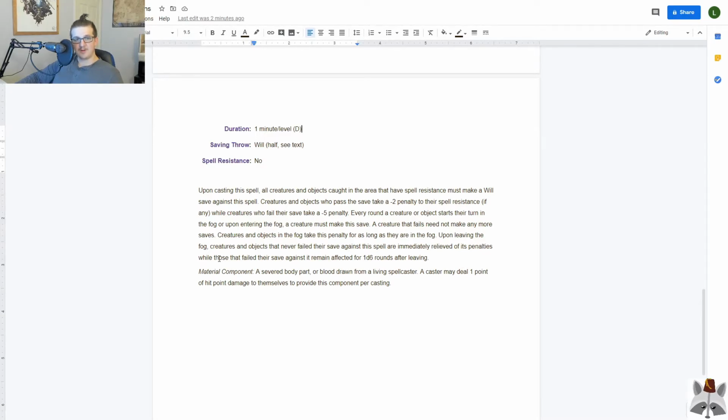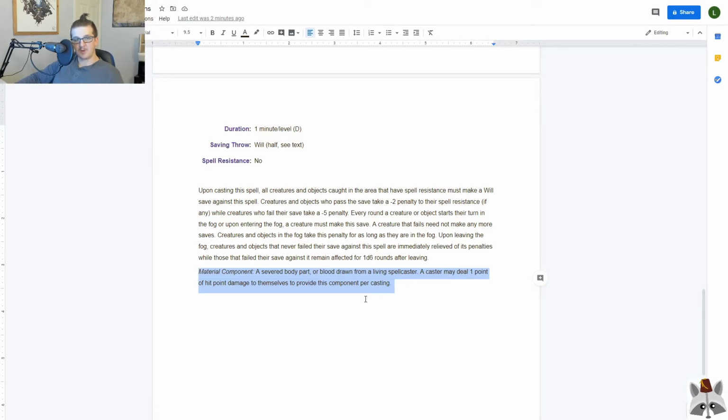Upon leaving the fog, creatures and objects that never failed their save against the spell are immediately relieved of its penalties, while those that failed their save must remain in effect for 1d6 rounds after leaving. And then here's your material component: a severed body part, blood drawn from a living spellcaster.